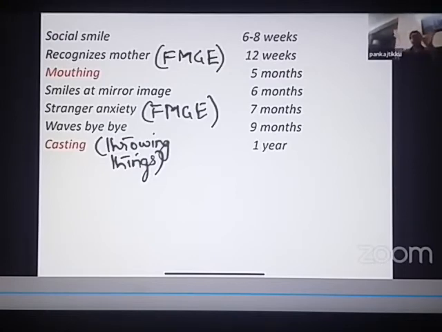So by around 5 to 6 months, it's a very important shift of the milestones. By 5 to 6 months, things that come in the hand, the child will take to the mouth. But by the end of the first year, things that come in the hand, they will throw away. So mouthing at 5 months, but casting at the age of 1 year.